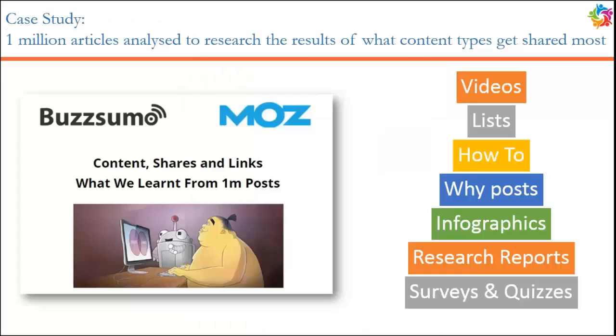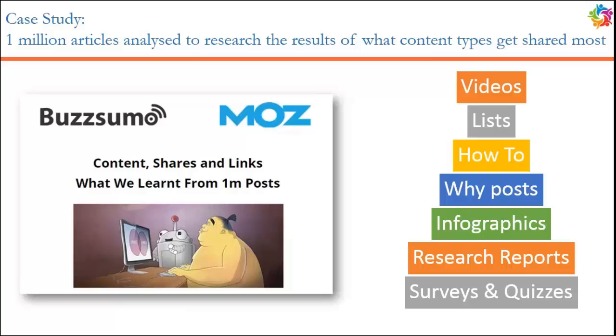Okay, this is another interesting case study. What these guys did, BuzzSumo, the tool I just showed you, and Moz, which is a thought leader in the content and SEO space, together they did this analysis. They took 1 million articles and analyzed them to figure out what types of content get shared the most. They researched 1 million articles, and this is what they found. It's on the right that you see.